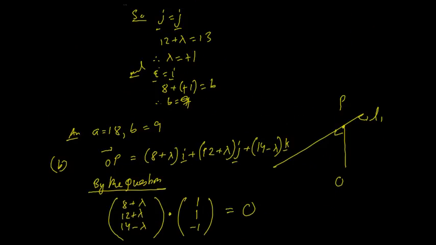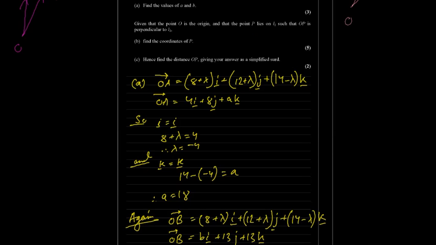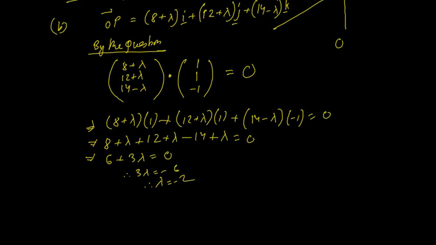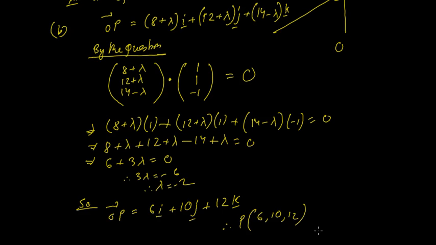The question was, now that we know lambda, we can find the point. The question was, find the coordinates of P. Remember the general position vector is this one. So OP is 8 plus lambda, meaning 8 minus 2, 6i. 12 plus lambda means 12 minus 2, 10j. 14 minus 2 is 12k. Therefore they asked for the coordinates 6, 10, 12. No, this won't be 12 because this is 14 minus lambda, minus minus plus. This should be 16. 14 plus 2 is 16.